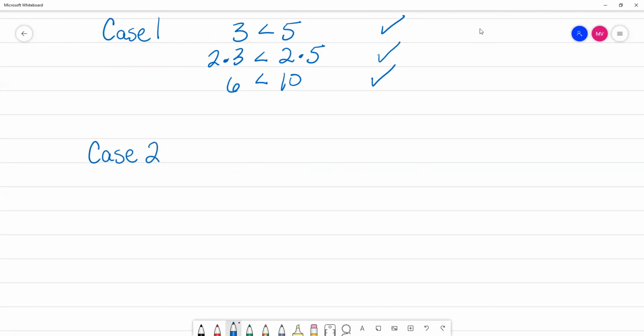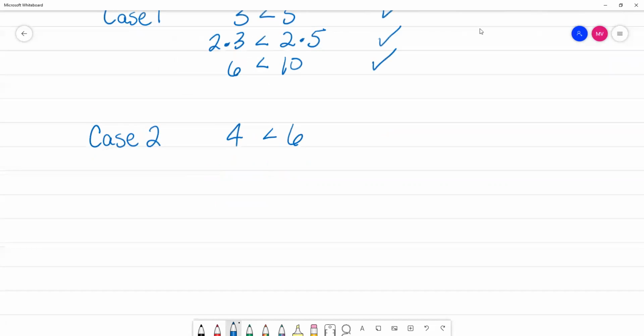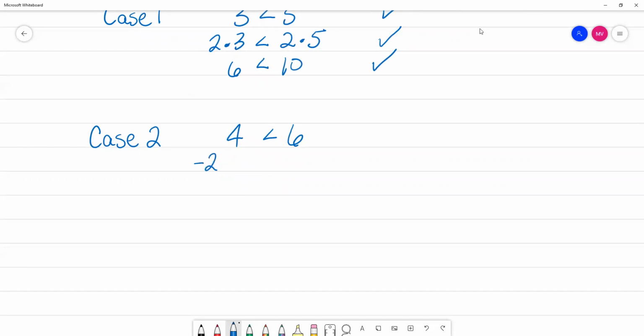Case 2 gives us 4 is less than 6. And then we multiply both sides by -2. So is -8 less than -12? True. Well, we can't really state whether that middle one is true, but when we solve it, we find that it's not. Why? What just happened?